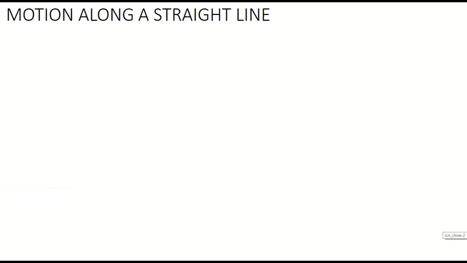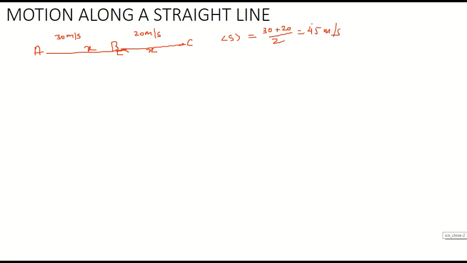So coming to yesterday's question, the object was moving from A to B to C with speeds of 30 meter per second and 20 meter per second, and it covered equal distances. From A to B 30 meter per second, and an equal distance from B to C at 20 meter per second. So what will be the average speed, students? The average speed will not be 30 plus 20 by 2, that is 25 meter per second. It will not be the correct solution.